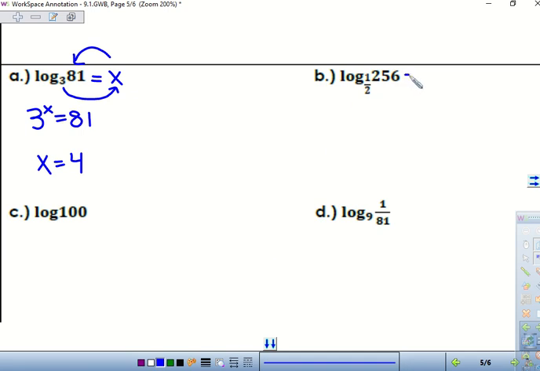All right, so the next one we're going to set it equal to a random variable. So it's going to be 1/2 to the power of x is equal to 256. Now we can use some of those rules we learned about in the last chapter or unit to figure this out. Anybody remember how we can rewrite 1/2?